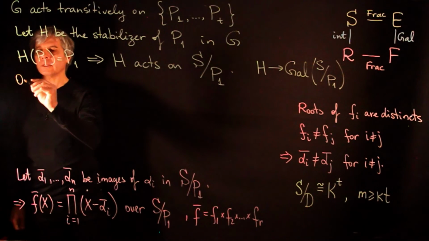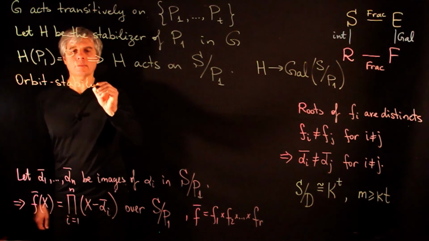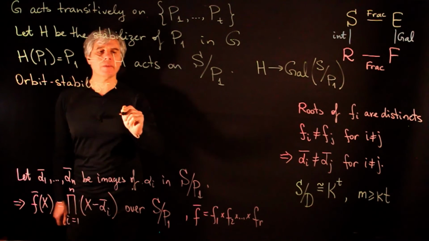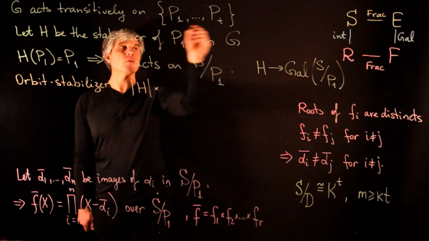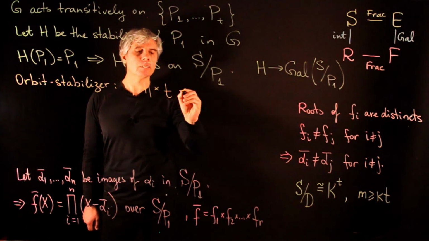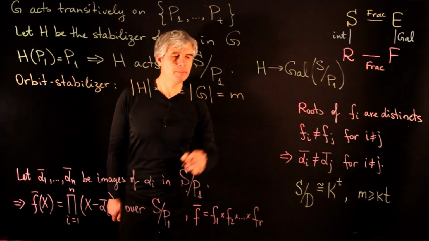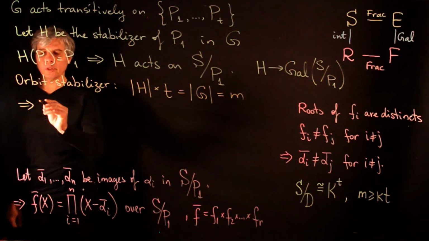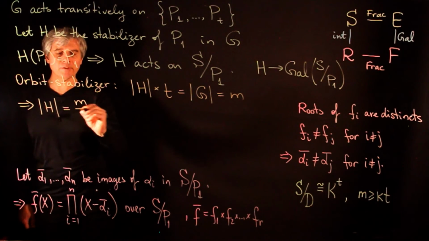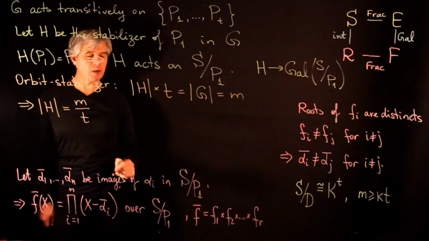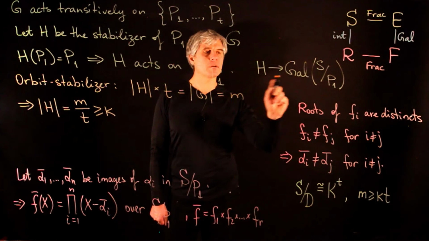From the orbit stabilizer formula, we see that the order of H times the length of the orbit, which is T, is equal to the order of the group, which is M. From here, we conclude that the order of the stabilizer H is equal to M divided by T, and from our inequality, this is greater or equal to K. Let us look at this homomorphism.